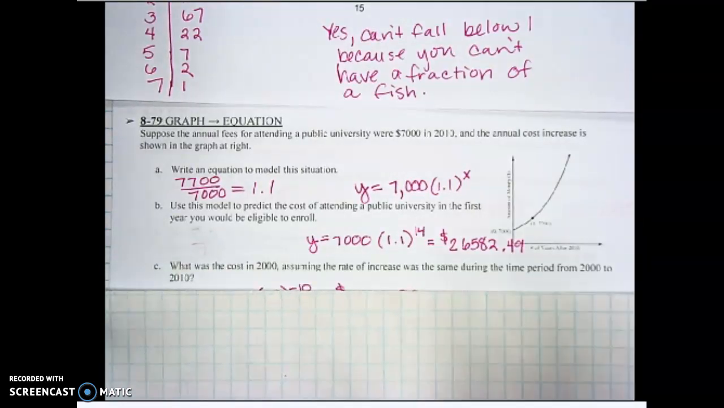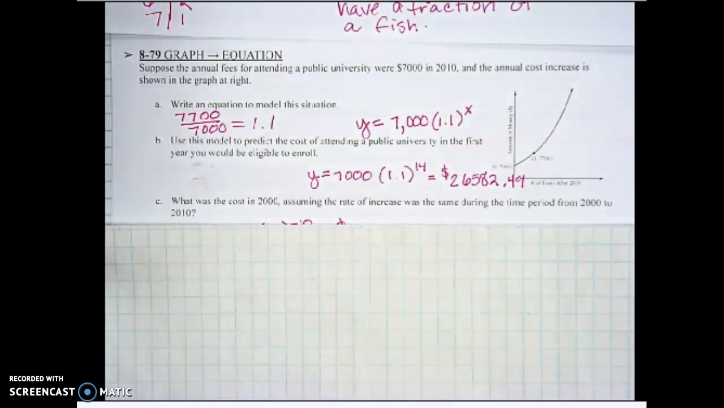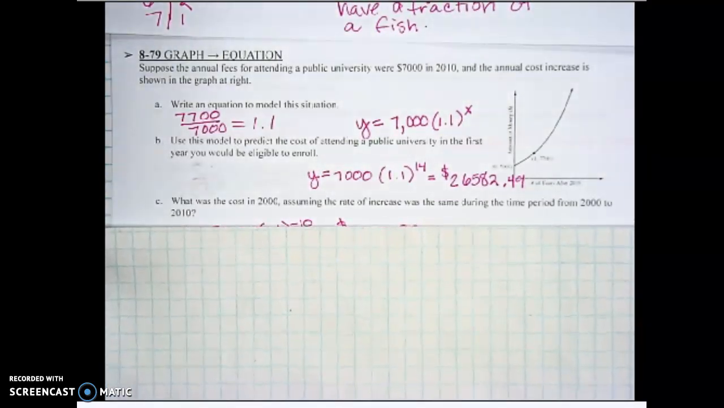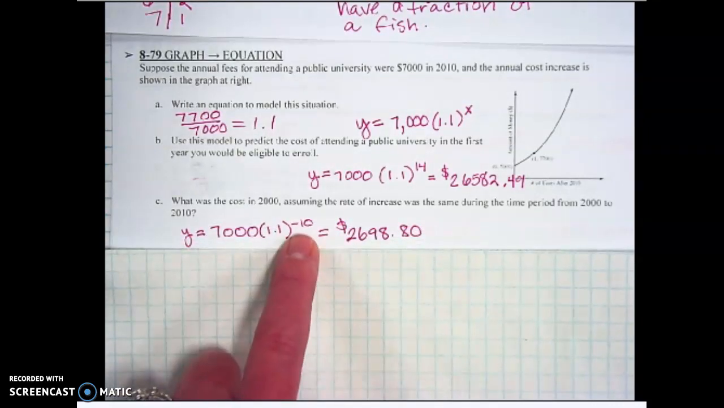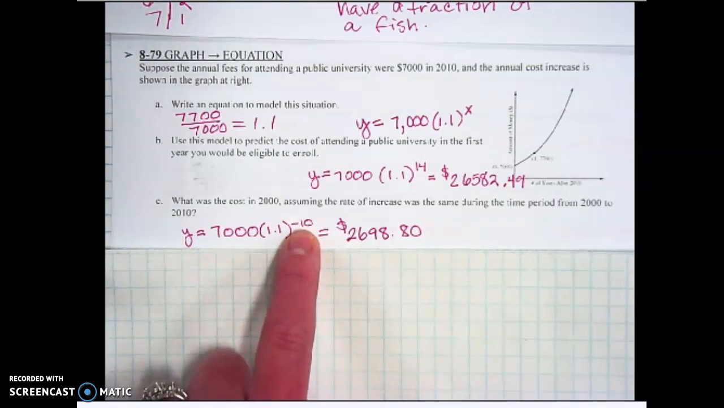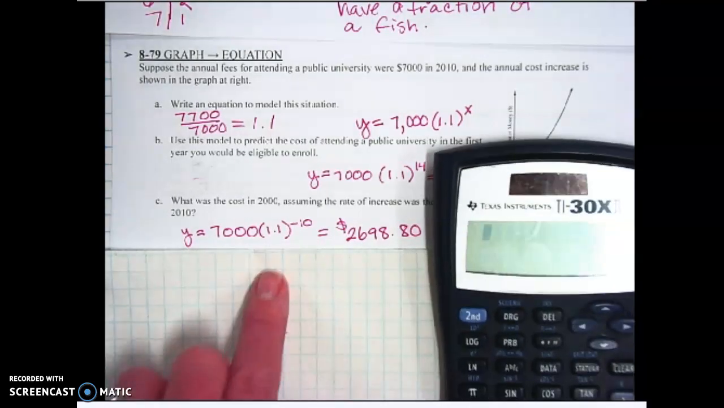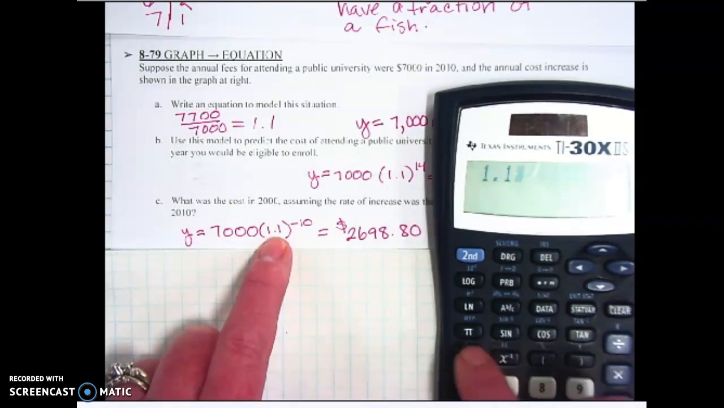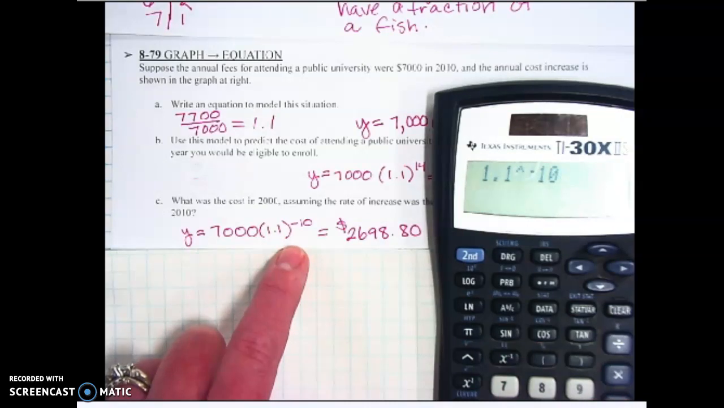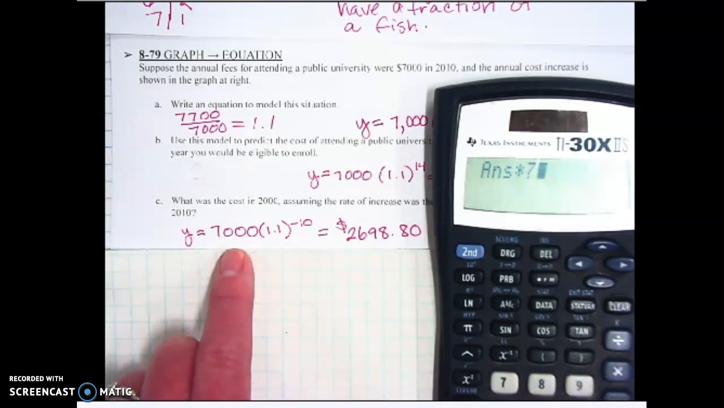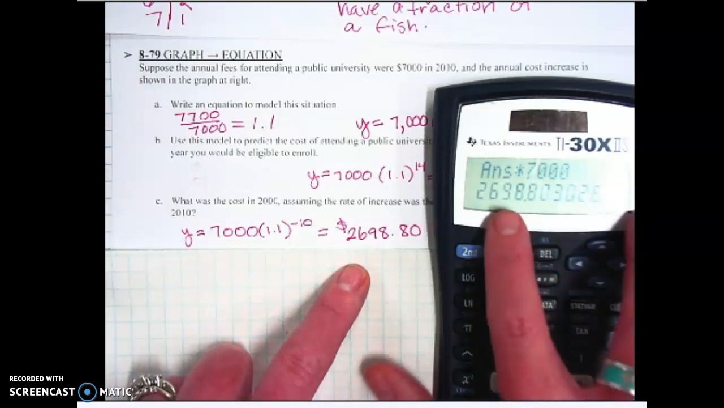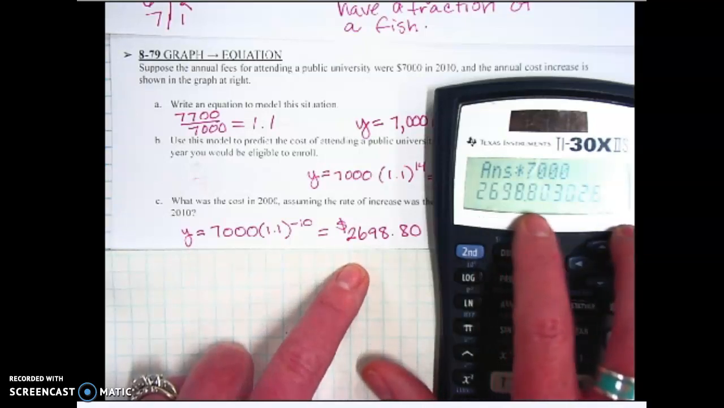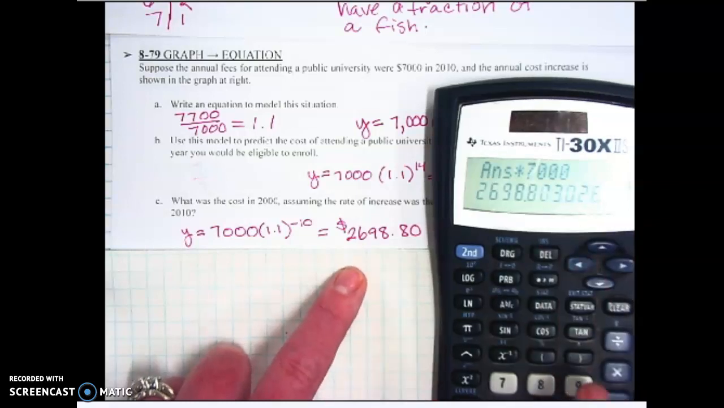Question C. What was the cost in 2000, assuming the rate of increase was the same during the time period for 2000 to 2010? So I'm going to use a negative 10 exponent because that's 10 years before 2010. Okay? And again, you can do this in your calculator and make sure you do the exponent first. So you're going to go 1.1, use the caret to the negative 10 power. Then you're going to multiply that by the 7,000. That means it would have only been $2,698.80.